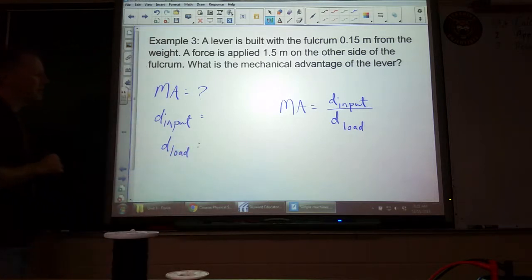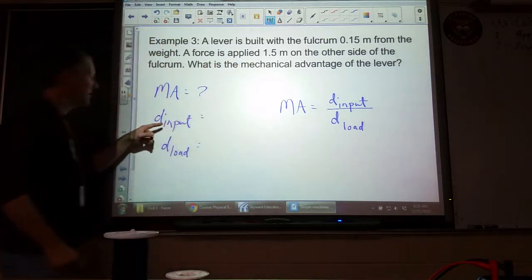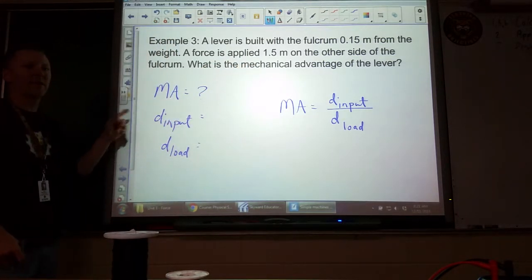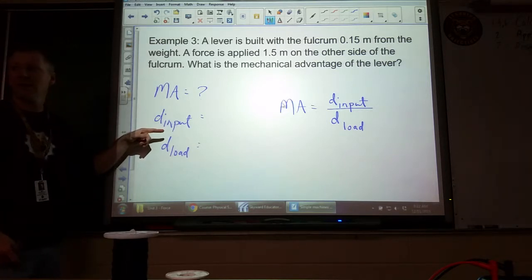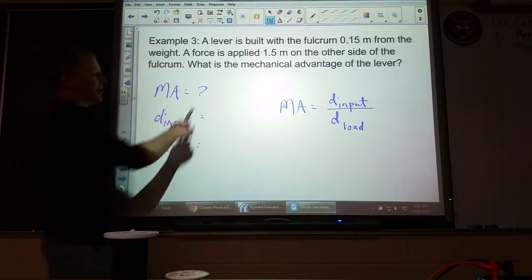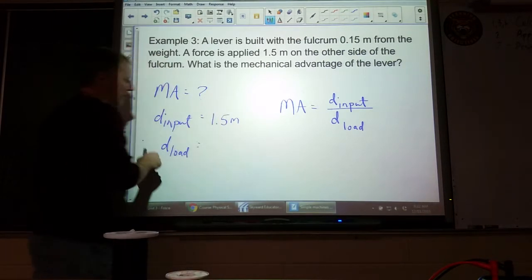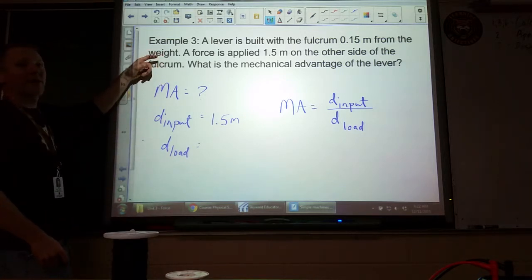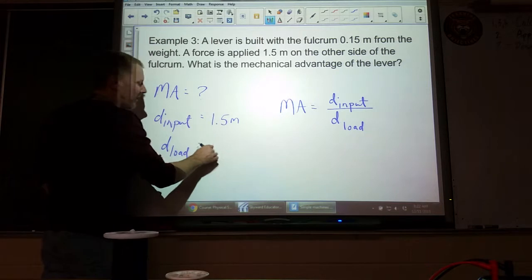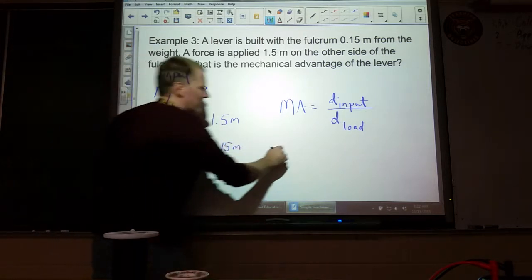Isaac, how did you know that the 1.5 was your input? Because that's the force you are applying, which makes it the input. D stands for distance, and it'll be in meters. So that's 1.5 meters. The load is where the weight is that we're trying to lift, so that's 0.15 meters. Now we have enough to divide.